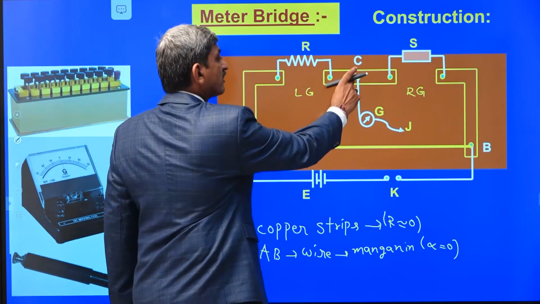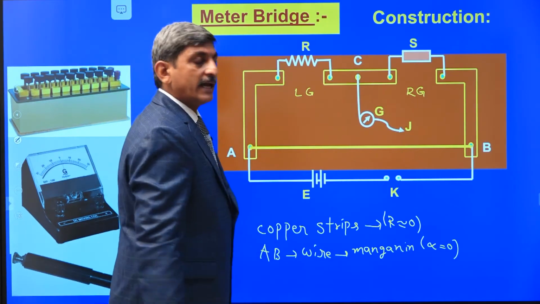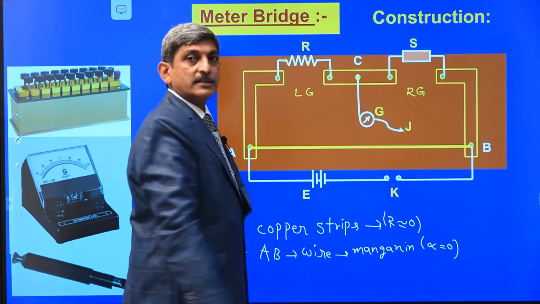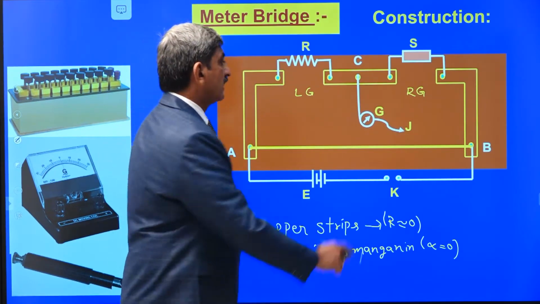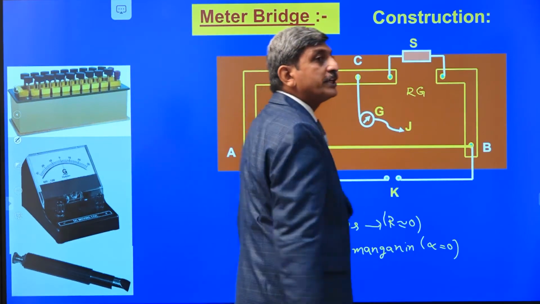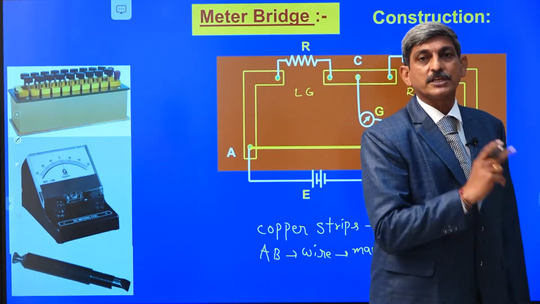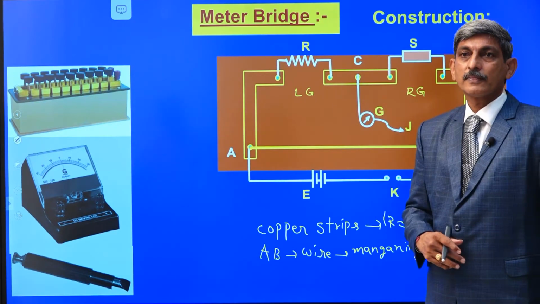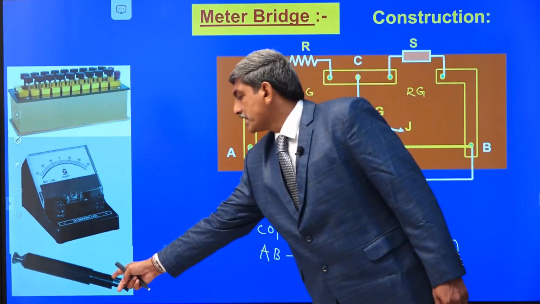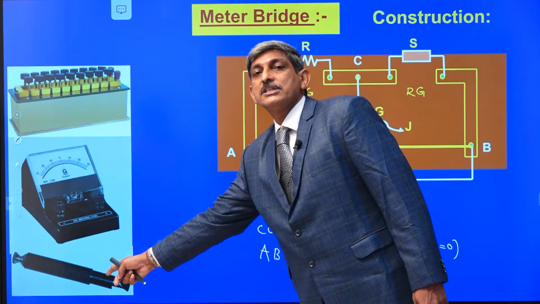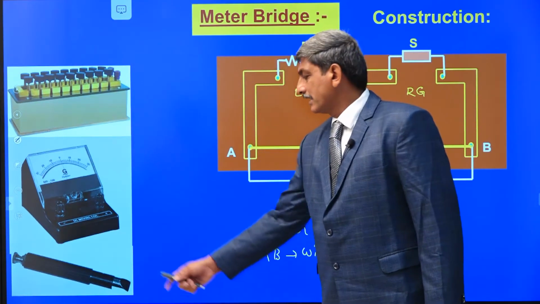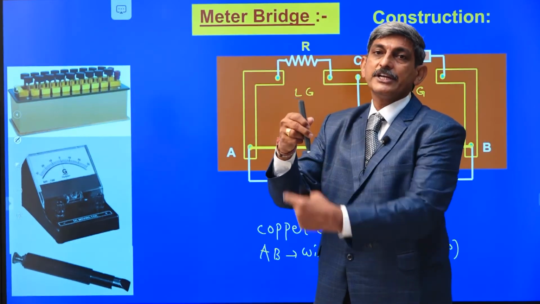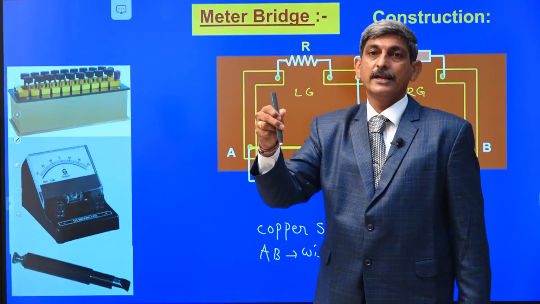Here, one end of the galvanometer is connected to the point C and the other end of the galvanometer is connected to the jockey. J is the jockey. This galvanometer is used to detect the current passing through the circuit. This is the jockey we are using in the laboratory. The jockey is just like a metallic rod covered with insulating material to hold in the hand.